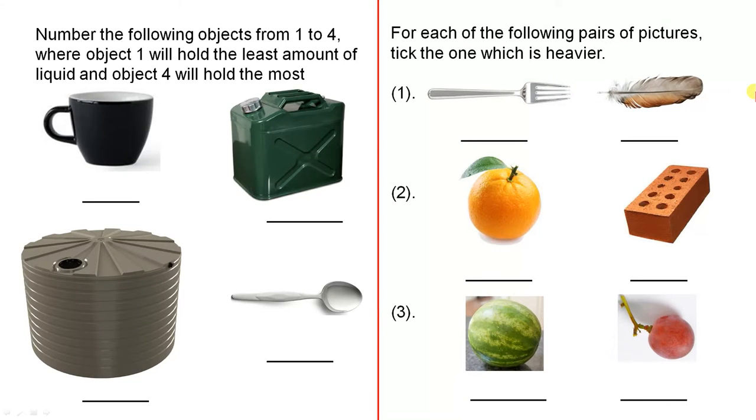This is the second slide with questions. Number the following objects from 1 to 4, where object 1 will hold the least amount of liquid and object 4 will hold the most. Next question, for each of the following pairs of pictures, tick the one which is heavier.